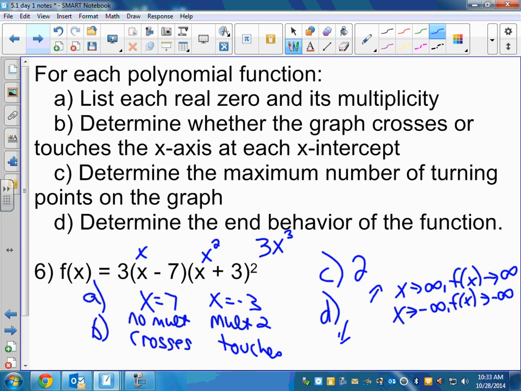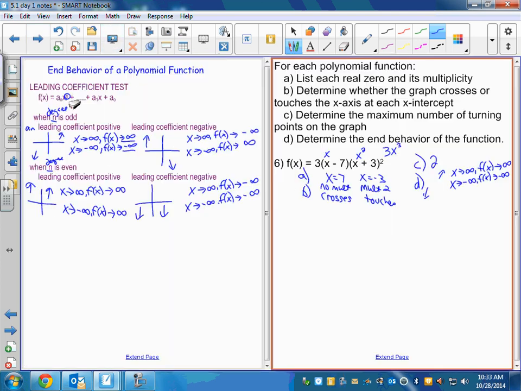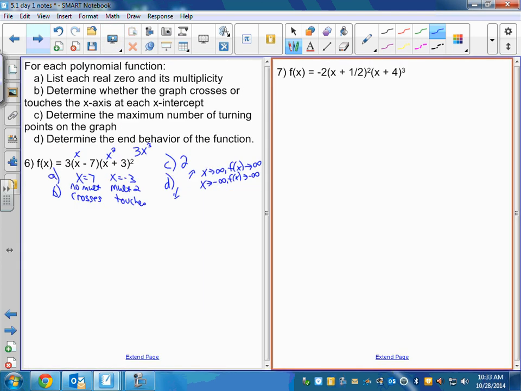Okay, so there's one more on here. I want you to do the same A, B, C, and D, and do number 7. That is x plus 1/2. So don't freak out too much about that. You don't have to FOIL it all out. But see if you can determine the zeros, the multiplicity, crosses or touches, number of turning points, and end behavior, and we'll see if we're good to go.